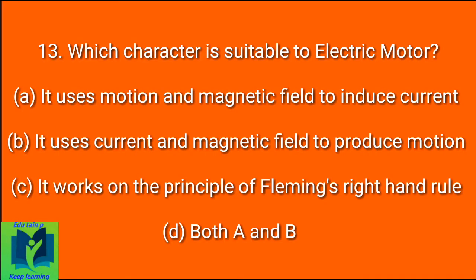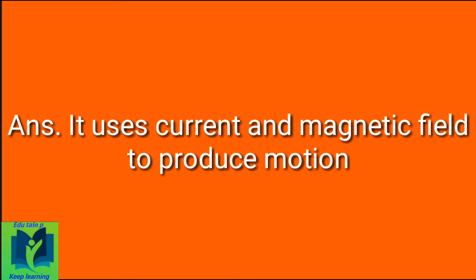Which character is suitable to electric motor? Option A, it uses motion and magnetic field to induce current. Option B, it uses current and magnetic field to produce motion. Option C, it works on the principle of Fleming's right hand rule. Option D, both A and B. It uses current and magnetic field to produce motion.